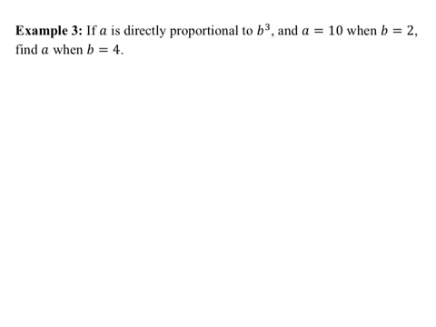All right, so example 3 is a little bit different. It's still direct variation, but it's a bit of a variation of direct variation, no pun intended. So it says, if A is directly proportional, remember, varies directly proportional to B cubed, and A is 10 when B is 2, find A when B is 4. All right, so now it's direct. So A is directly proportional to not just B, but B cubed. So that's our new formula here.